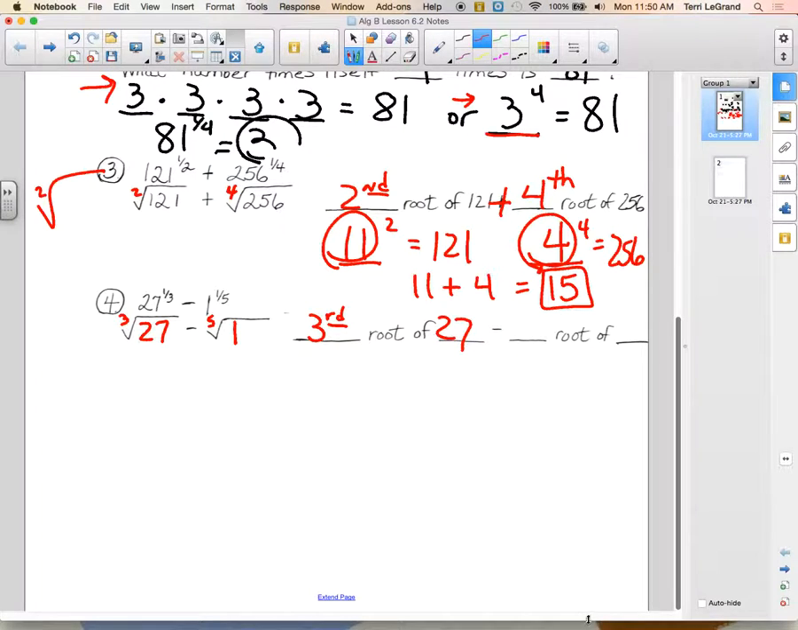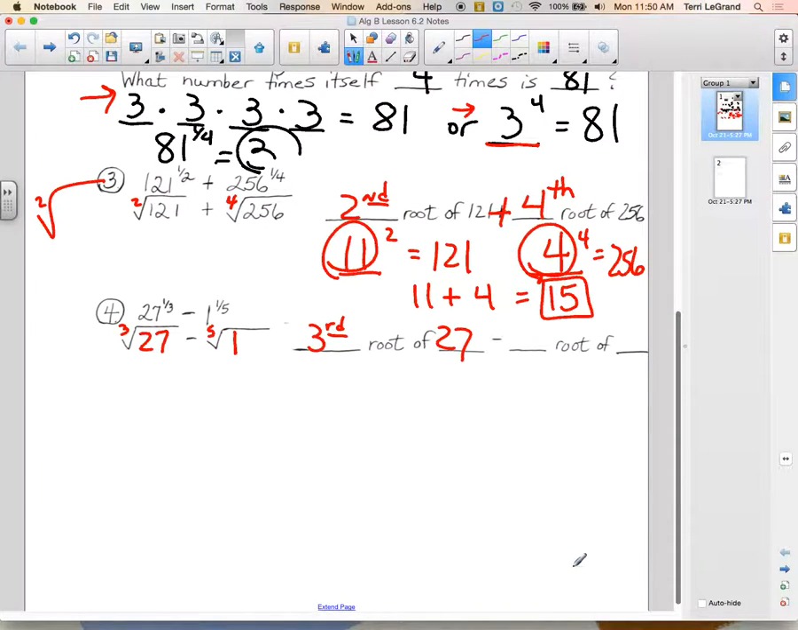And we're supposed to take away from that the what? What are we supposed to take away from that? The fifth root of 1. Okay. So we're looking for what to the third power is 27, and what to the fifth power is 1.